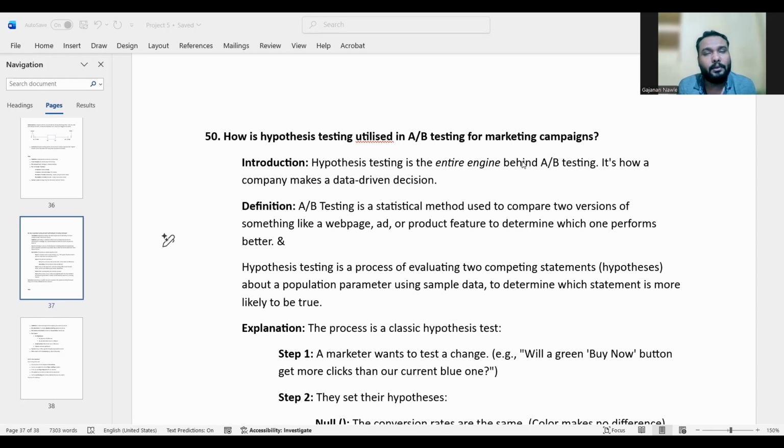To check that, we calculate the p-value. If the p-value is less than 0.05, let us say our p-value is 0.03, we call the result statistically significant. This means there is less than a 3% chance that the result happened by luck. So the conclusion here is we reject the null hypothesis. We have mathematical proof that the green button is better. We can now permanently switch the website to the green button, knowing that it will drive more revenue.